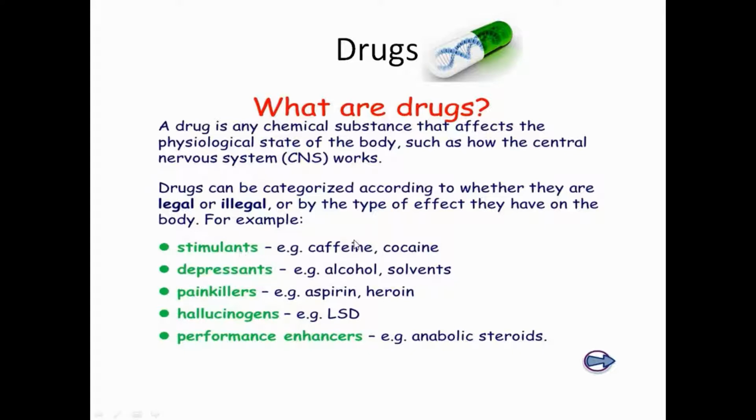Now, I'm not saying they are all bad. Yeah, most of the stimulants are not good, but sometimes they help to increase the body's activity. But cocaine definitely, I think, is not good. Okay, let's move on to the next type of drug, what we call depressants.